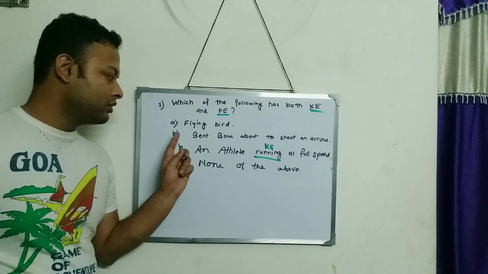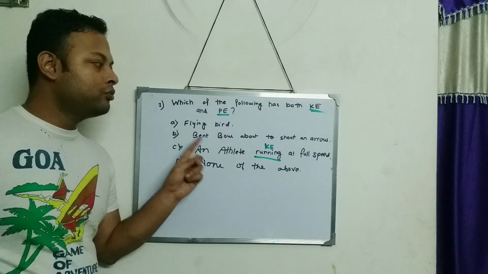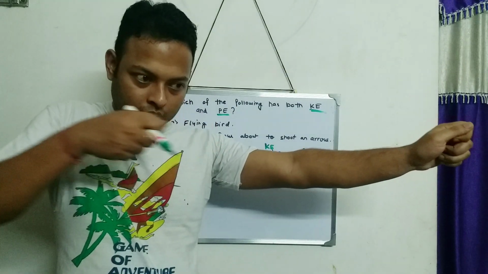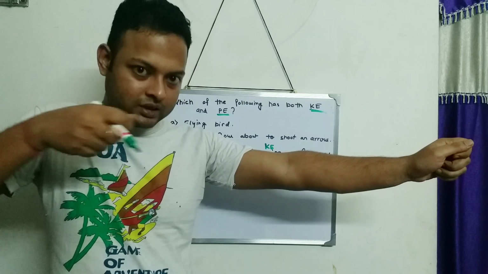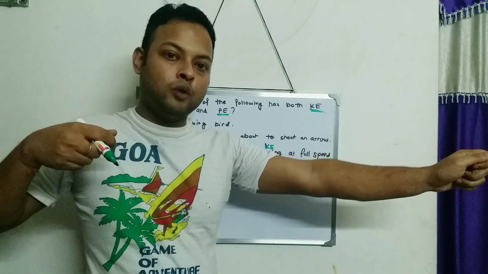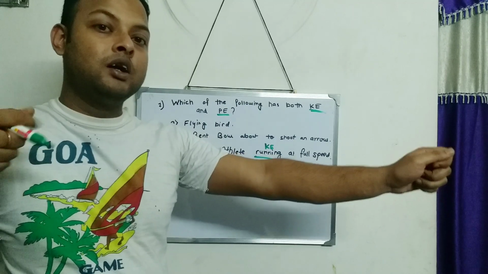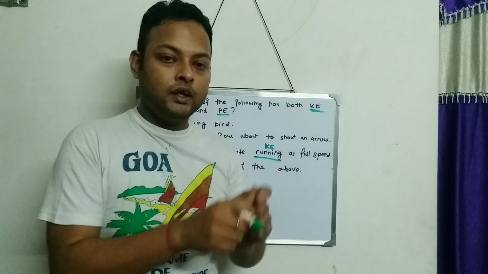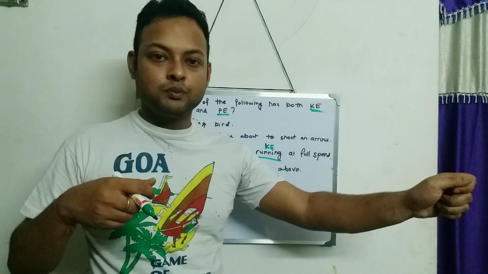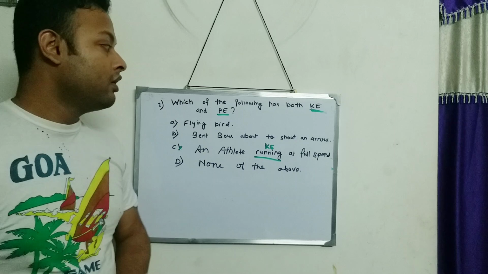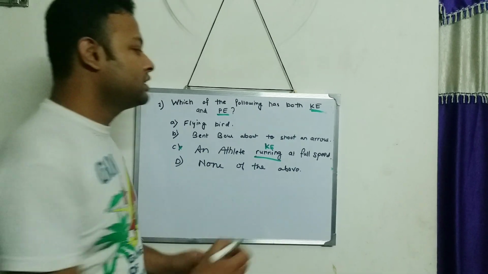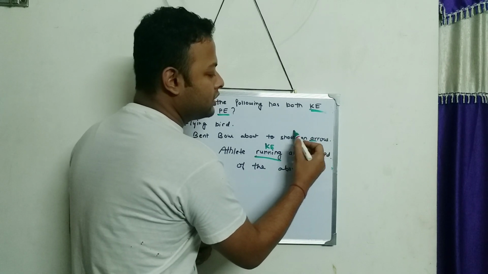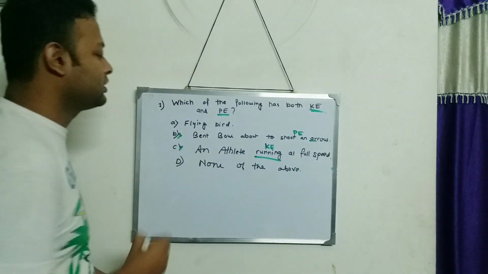Let's come to option B, a bent bow about to shoot an arrow. The bow is stretched, the arrow is stretched in the bow. Any stretched object will have what? Elastic potential energy. If you noticed in video number 2, any stretched bow or compressed spring has elastic potential energy. So this has only potential energy, and this is also not my answer.